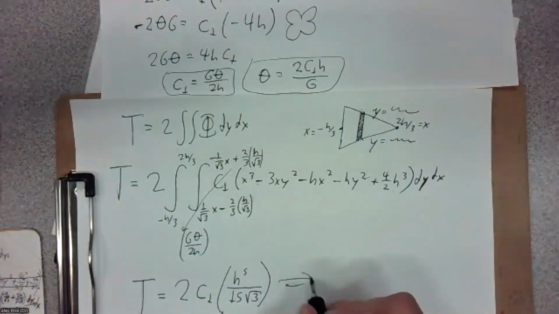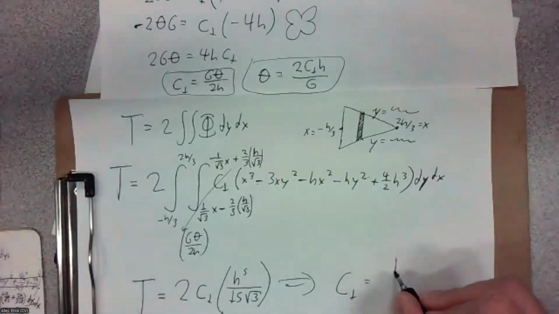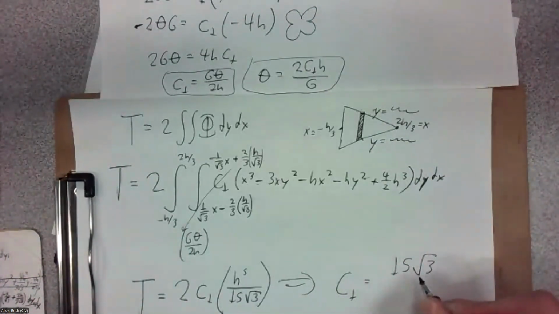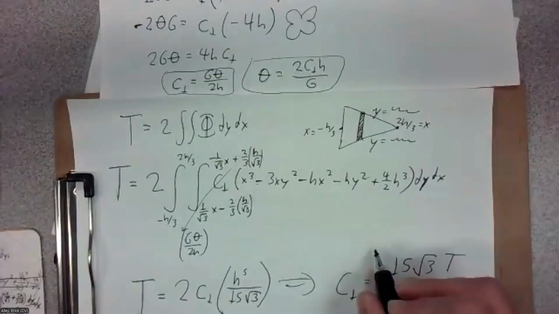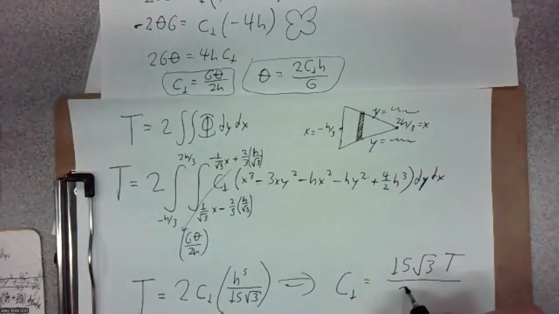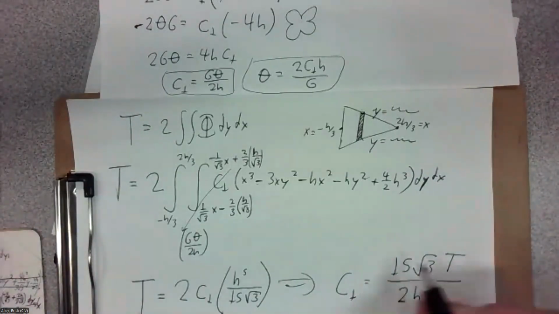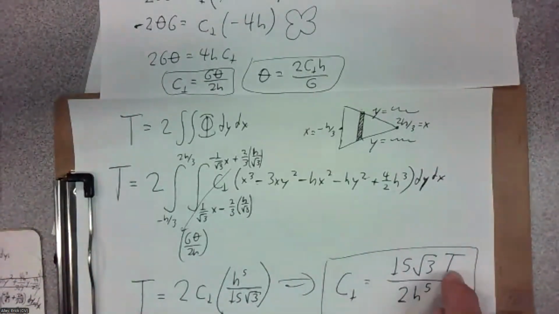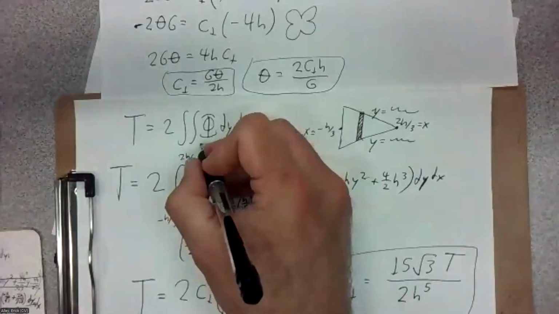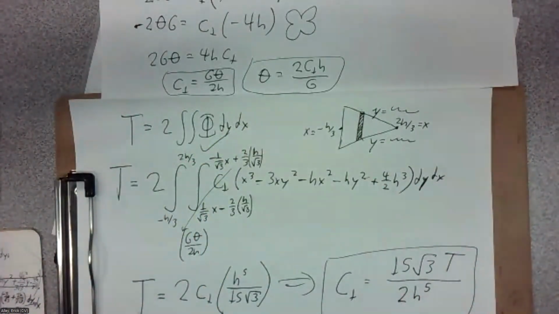So that is to say our constant in terms of torque, 15 root 3 times T. It's not as bad as we thought. It simplified down to just one term over 2h to the 5th. Now I've got the constant. That means B is now fully defined. We've got that one. All right.